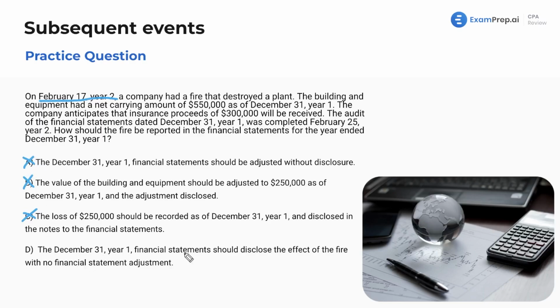The year 1 financial statements should disclose the effects with no financial statement adjustment. Yes, I like that one a lot. Yes, it's a big deal. It's significant, material, presumably. We are going to account for this by disclosing it. We're going to let everyone know, hey, this happened. Look for it in the year 2 numbers. But it's not going to affect the year 1 numbers because the point of the financial statements is to accurately reflect as of that date. And as of that date, the warehouse had not burned down yet. Well, it's a plant, not a warehouse, but same thing, different terminology. Looking good there.